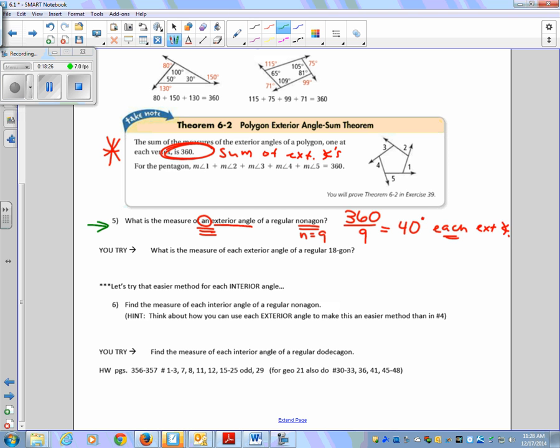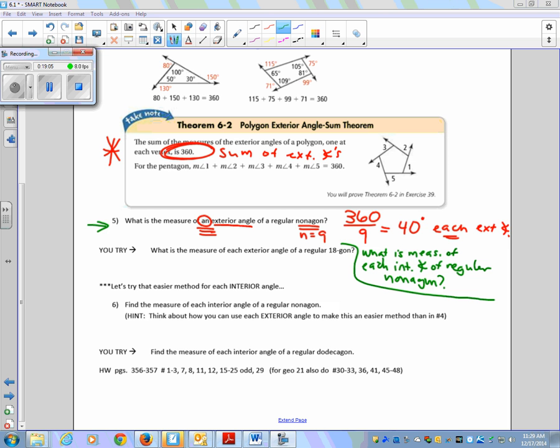Once we have this answer, that each exterior angle is 40 degrees, how would you solve this question? What is the measure of each interior angle of a regular nonagon? So same shape. How would you get the measure of each interior angle? What would we do?